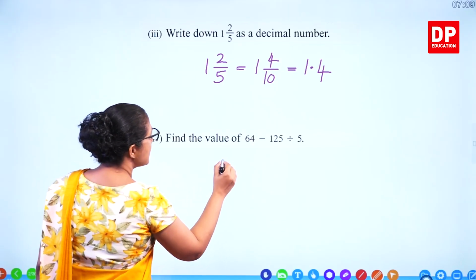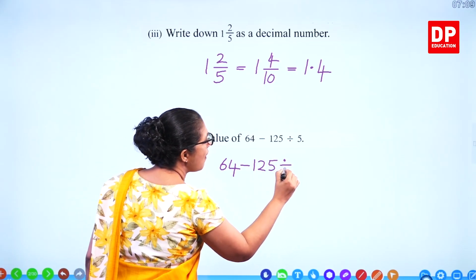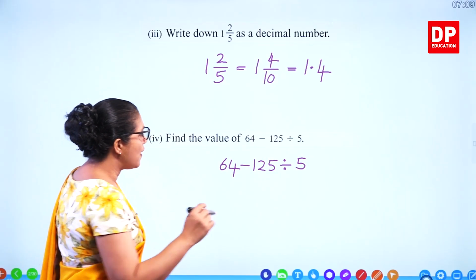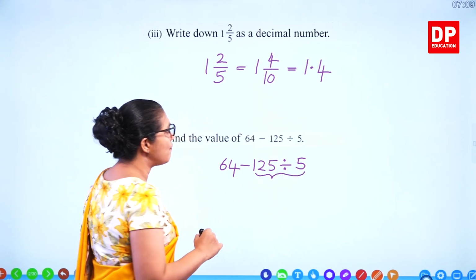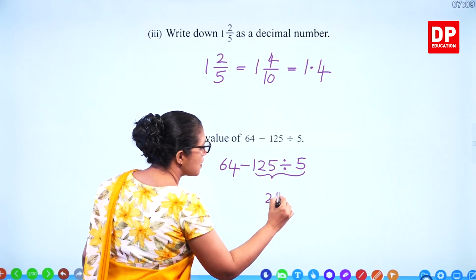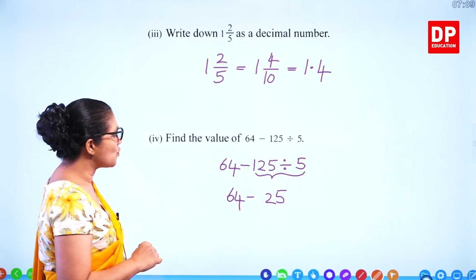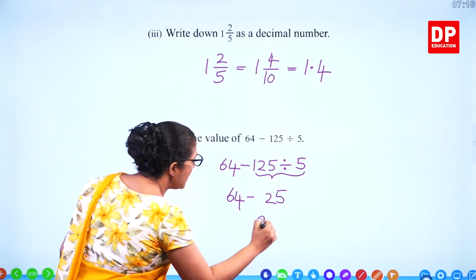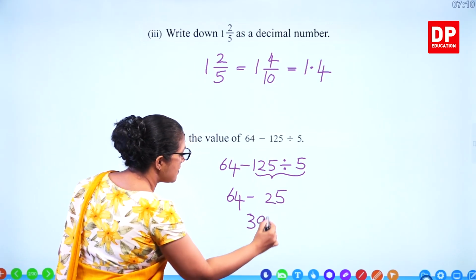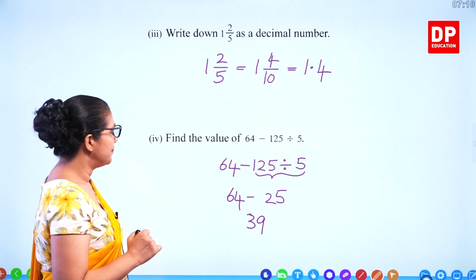Find the value of 64 minus 125 divided by 5. According to BODMAS, you have to do the division first. So you have to divide this by 5. So 5 times 2, 10. For 25, that's 5. Now you can do the subtraction. So what is 64 minus 25? You get 9 and here 3. So 39 is the answer.